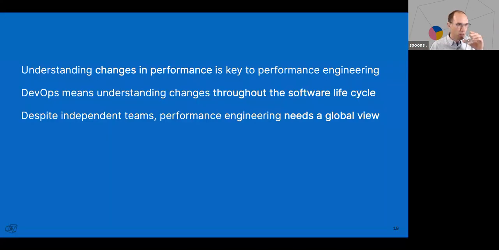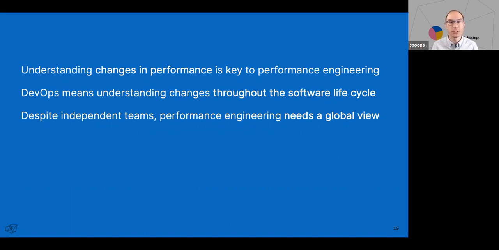Okay, so for today, I'm going to go through a bunch of examples, and these are three themes that are going to weave through all of those. So first is that understanding changes in performance is key to performance engineering, whether that's an on-call use case or not on-call. DevOps means understanding those changes throughout the software lifecycle. Again, thinking about moving from dev through other pre-prod environments if you have them, and finally into production. And despite the fact that these teams are going to be able to work independently and make their own choices about how to work and what features they're shipping and when to ship them, performance engineering and thinking about performance requires a global view, right?